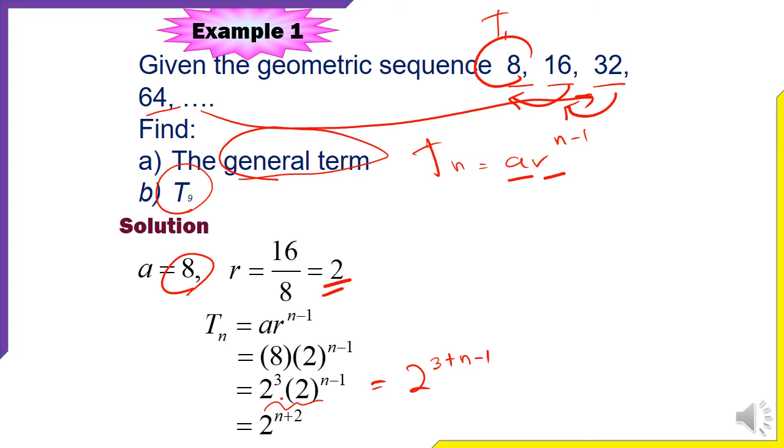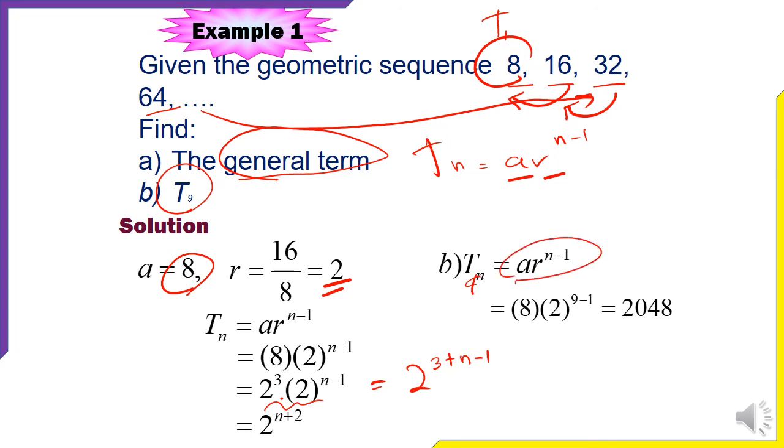And then for question B, we want to find T9. So we just need to replace the value of n with 9. So what is our formula? 2 to the power of n plus 2, or you can use the general formula. If you use the general formula, we have 8 multiplied by 2 to the power of 9 minus 1, so we get directly 2048. But we can also use the formula we found in part A, which is 2 to the power of 9 plus 2. So what is 9 plus 2? 11. So what is 2 to the power of 11? You will get the same answer, 2048.